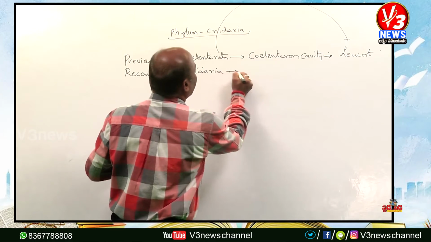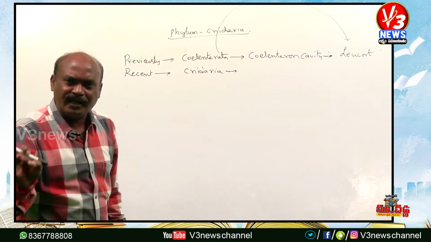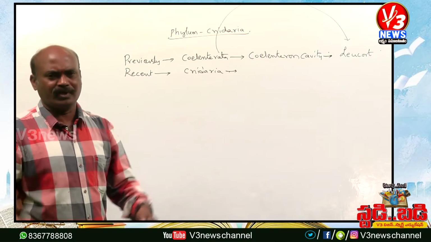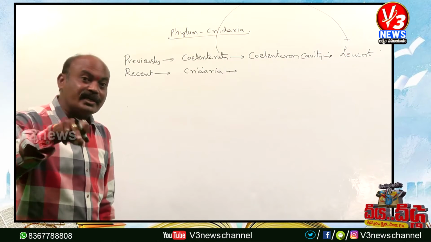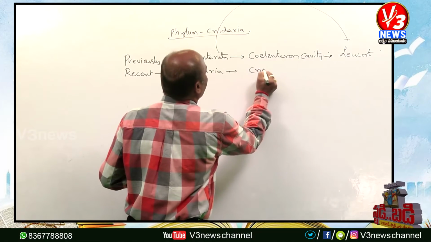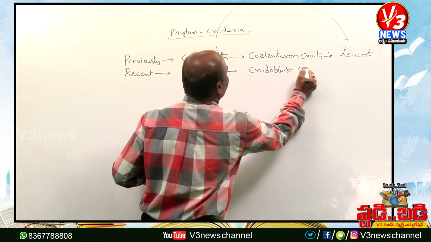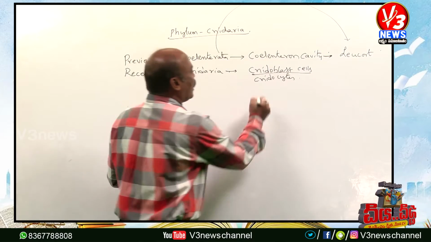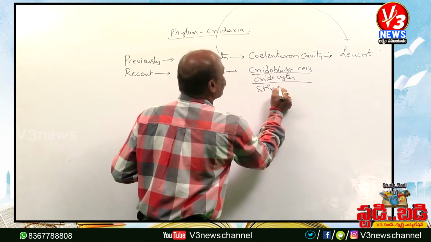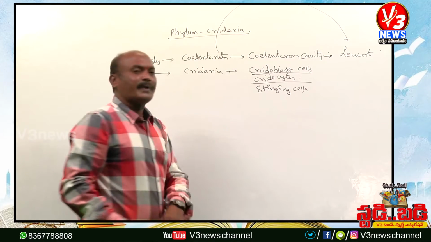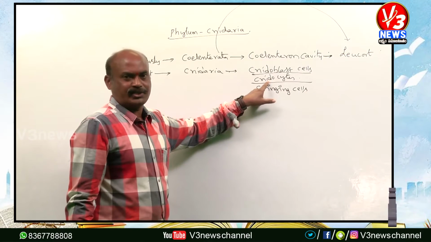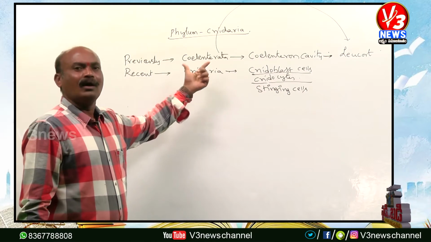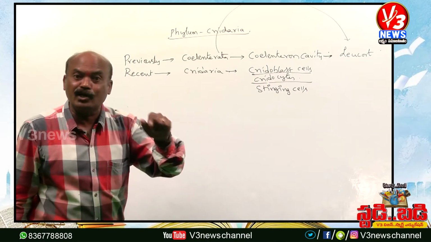Nidaria. Coelenterates bear stinging cells. This is the general word, but technically these cells are called nidoblast cells or nidocytes. Nidocytes are stinging cells. So the presence of nidocytes, the presence of nidoblast cells, is why the group is named Nidaria.